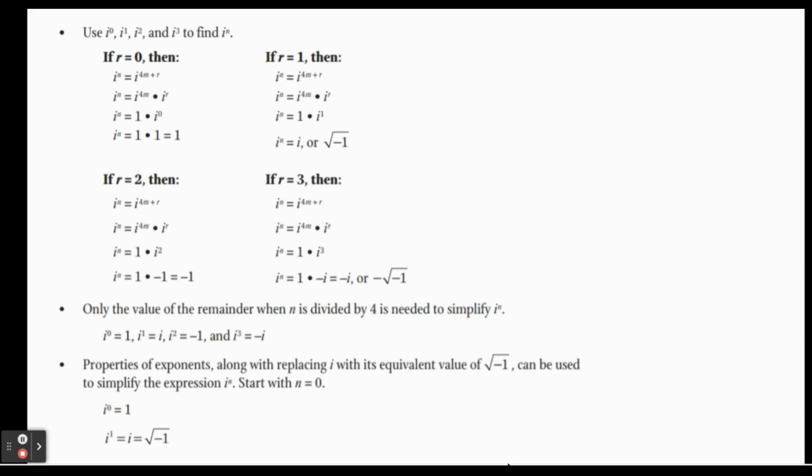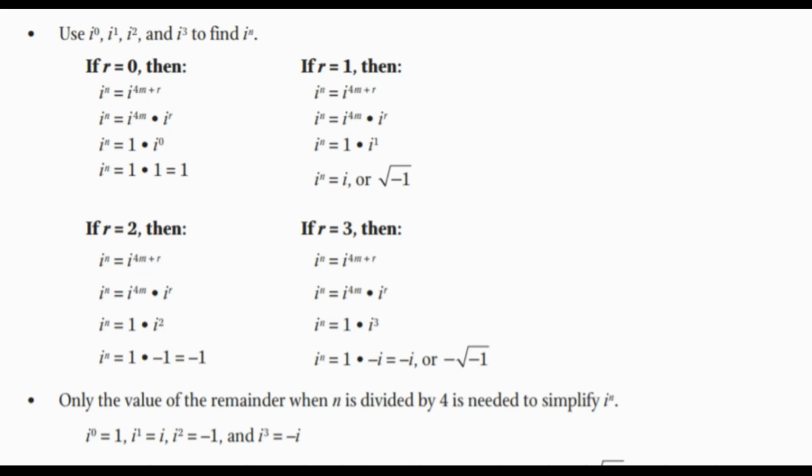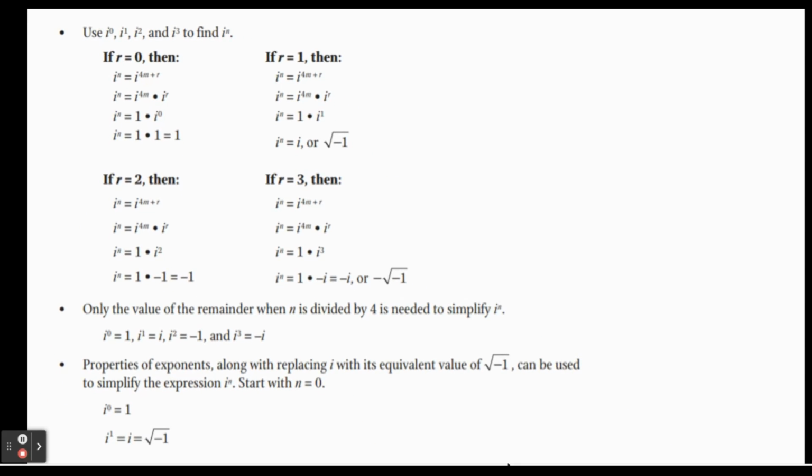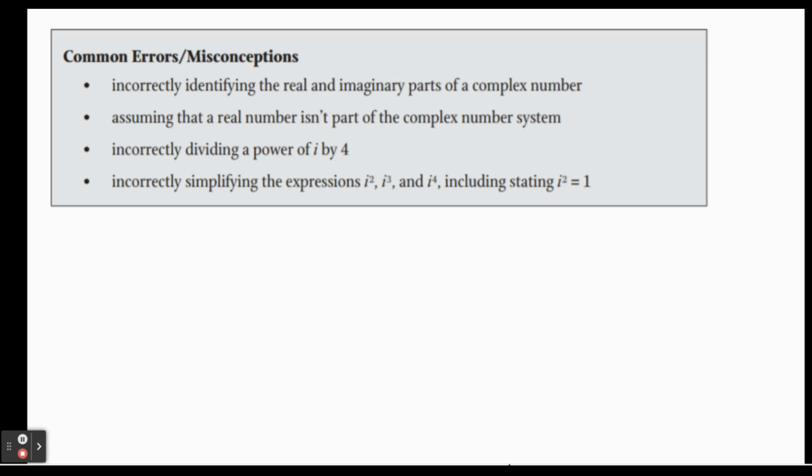Again, your book outlines if it has a remainder of 0, a remainder of 1, remainder of 2, remainder of 3, what it will simplify to. Keep in mind, i to the 0 is really equal to 1. So if it has no remainder, it's going to be 1. And of course, just remember that i is the square root of -1.